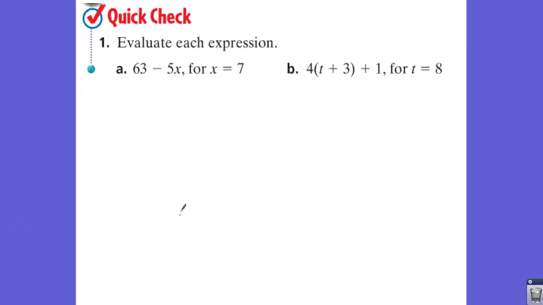So let's try a couple more real quick. This one here says I've got 63 minus 5 times x. Evaluate this for x equals 7. So we take the 63 minus 5, and again 5x means 5 times 7.